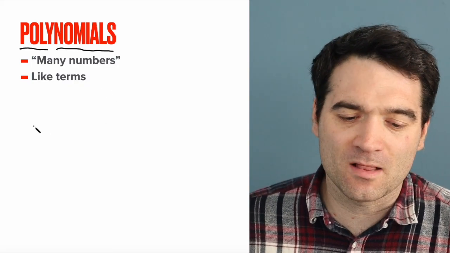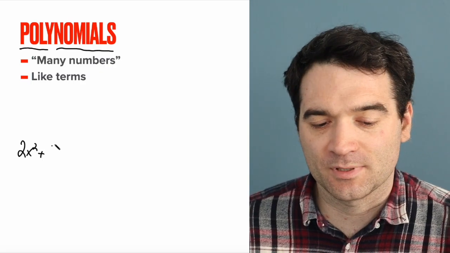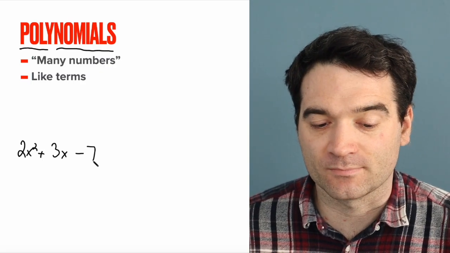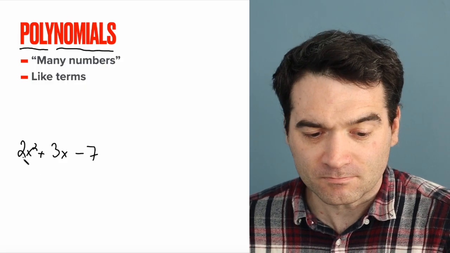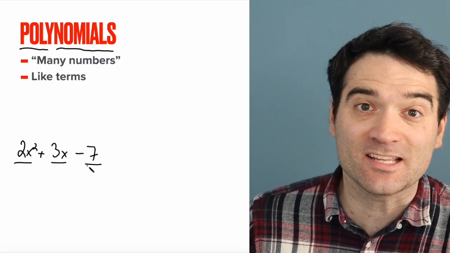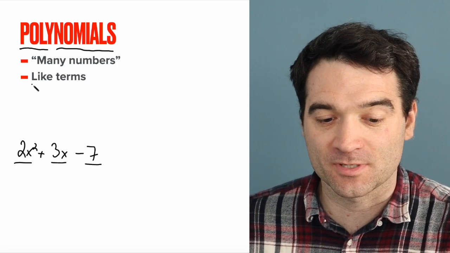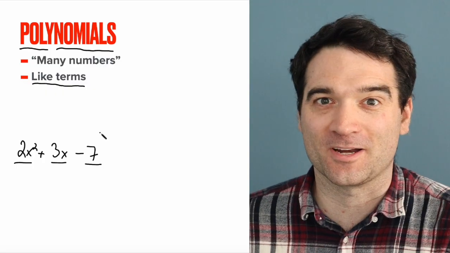And an example of a polynomial expression would be something like this. 2x squared plus 3x minus 7. I'm just throwing that out there, right? What we have here are three distinct terms that are not like. These aren't like terms. That's the next definition that we're going to talk about.